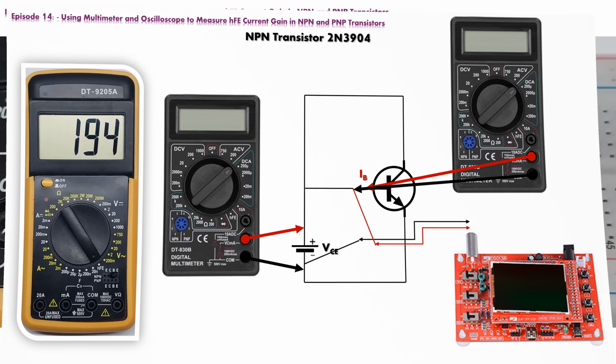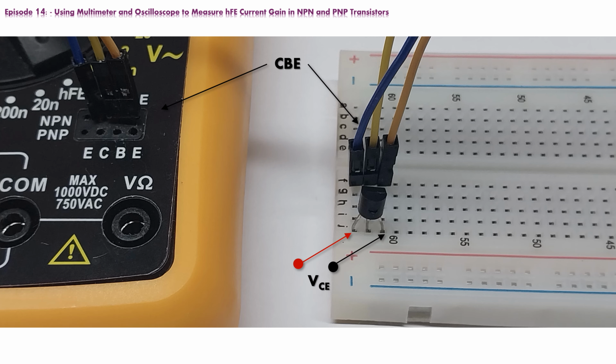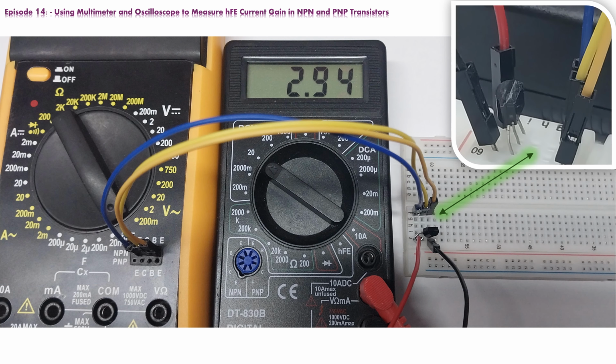This is our setup. We used 3 DuPont wires to mirror the hFE port from the multimeter to the breadboard, and we plugged in our transistor, making sure that orientation and layout of pins correspond to the layout of slots on the hFE connector on the multimeter. Our first job is to measure power source voltage, or to be more precise, voltage between collector and emitter terminals. We will use probes from the second multimeter to directly probe voltage between emitter and collector terminal. So, to obtain the value for hFE, our multimeter uses a VCE voltage of 2.94 volts.